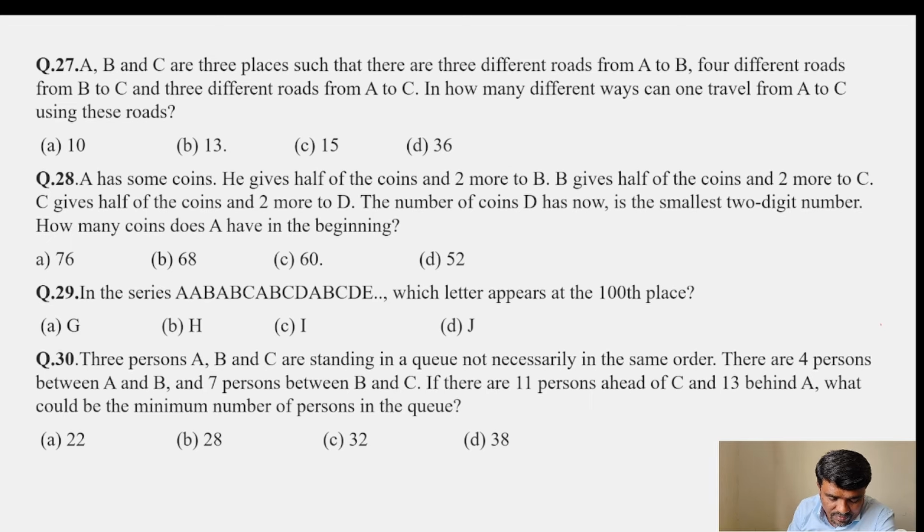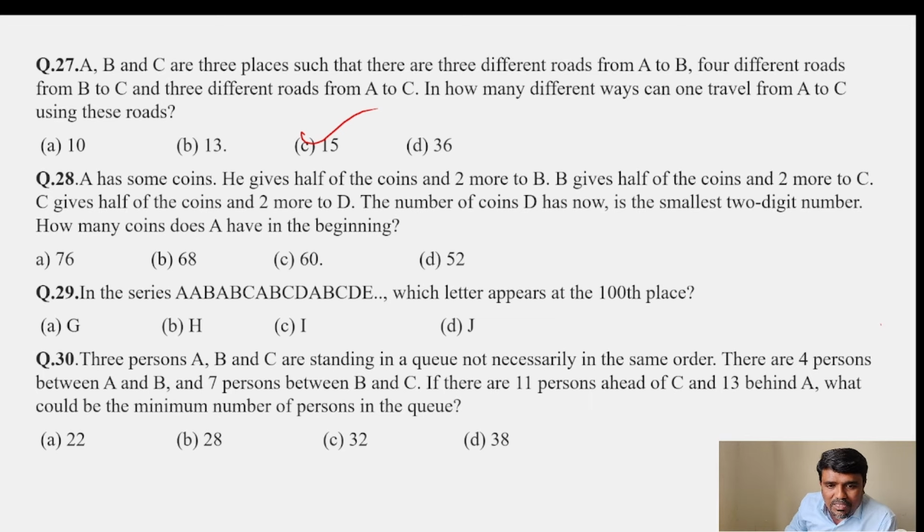The answer is 15, right? Question number 28. A has some coins. He gives half of the coins and 2 more to B. B gives half of the coins and 2 more to C. C gives half of the coins and 2 more to D. The number of coins D has now is the smallest 2-digit number. What is the smallest 2-digit number? 10. So D has 10 coins now.